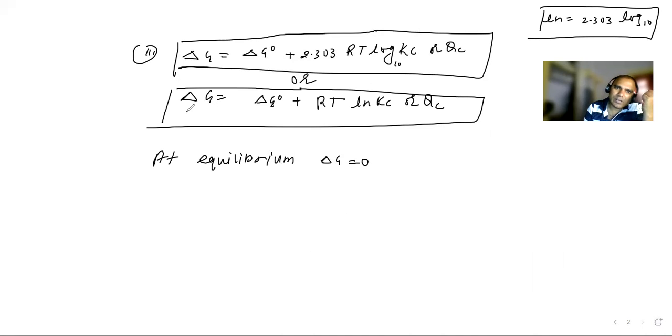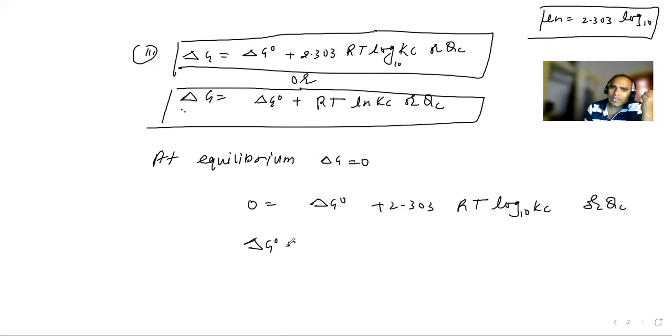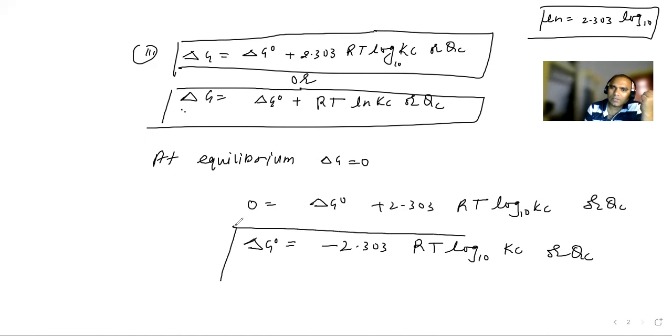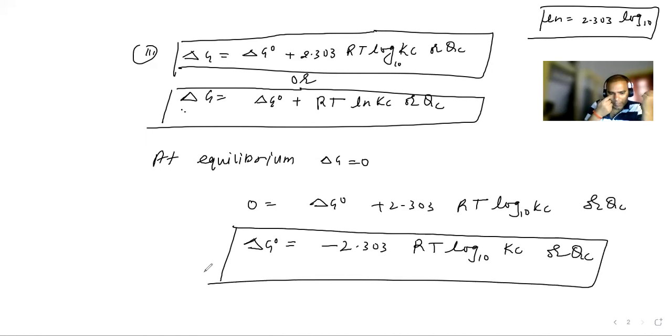So if delta G is equal to 0, we can put the 0 in the third equation. So 0 is equal to delta G naught plus 2.303 RT log base 10 Kc, or that is going to be QC. If I put delta G naught this side, delta G naught is equal to minus 2.303 RT log base 10 Kc, or QC. Can you understand this equation? Yes. Okay, thank you very much.